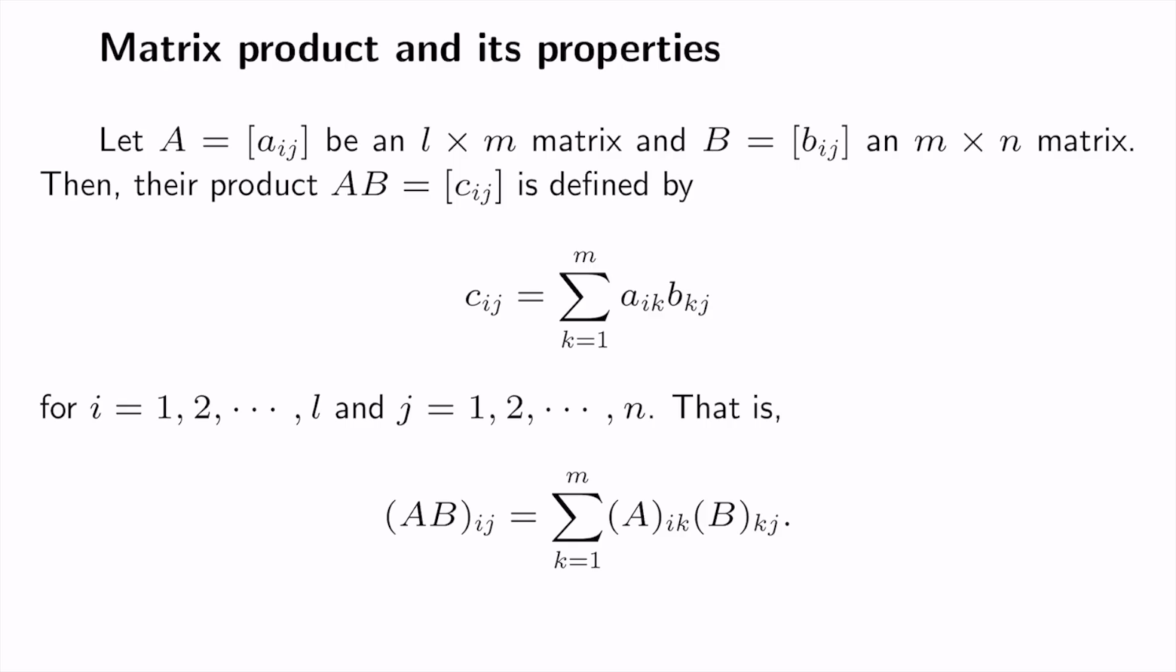So each ij element of the product is defined in terms of the ith row of the matrix A and the jth column of the matrix B. In other words, the ij element of the product AB is defined as this.